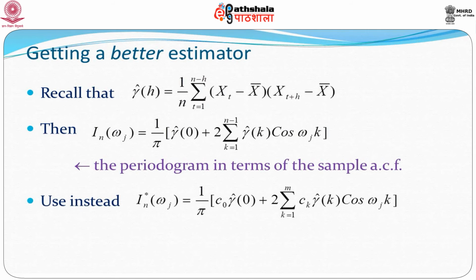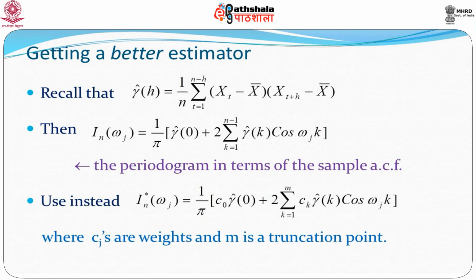So, instead of I_n(omega_j), if I substitute the value with some weights C_j, say we take, instead of just gamma hat naught, we take C_0 gamma hat naught, instead of gamma hat k, we take C_k gamma hat k. So, we can make a weighted combination of this, where C_j's are weights and we just sum up to m. m is some truncation point, we will decide on what m is. So, instead of the original I_n(omega_j), we look at the new one here, which is I_n star (omega_j).